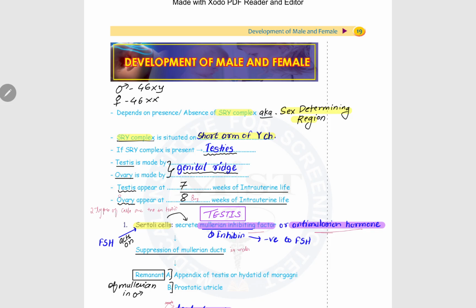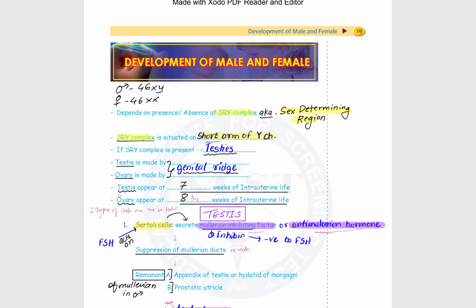So, SRY complex is present on short arm of Y chromosome. It's present where? Short arm of Y chromosome. So, that is why we say that the gender of the baby is actually decided by male and not female, unless how the society acts, like blaming female, but actually the gender is decided by Y chromosome, so male. So it is situated on short arm of Y chromosome. Now, if SRY complex is present on the short arm of Y chromosome, testes will develop. Okay, and if it is not present, testes will not develop.